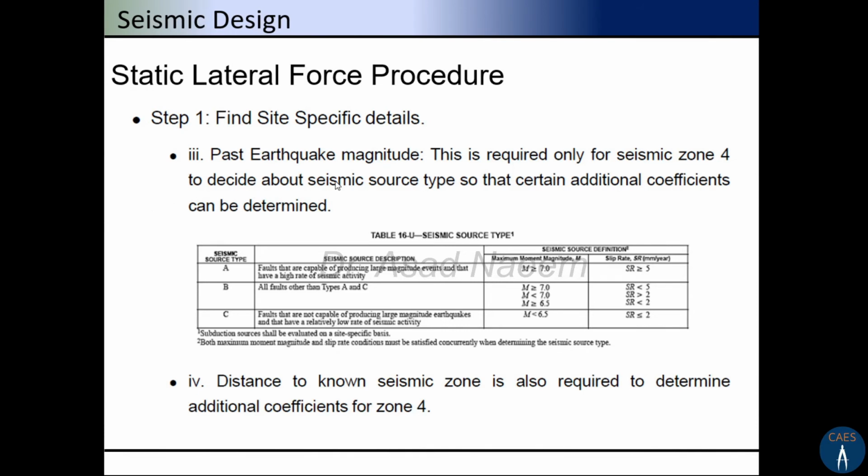And past earthquake magnitude is required for seismic zone 4 to decide the seismic source type, so that we can obtain certain coefficients. In order to do that, we have different seismic source types, which are type A, type B, and type C, and which can be classified using different magnitudes and slip rates. And using these values from the past earthquakes, we can evaluate our source type or size of earthquake in these three categories.